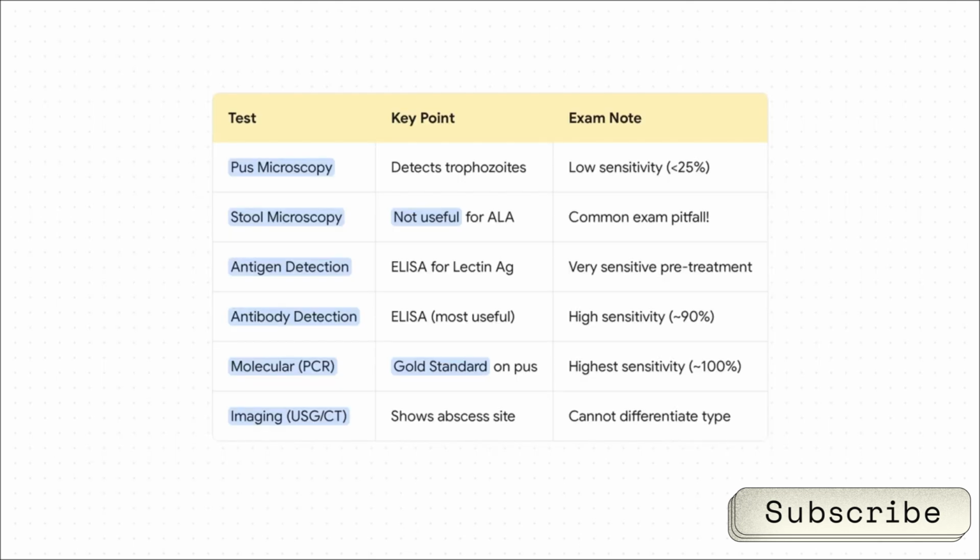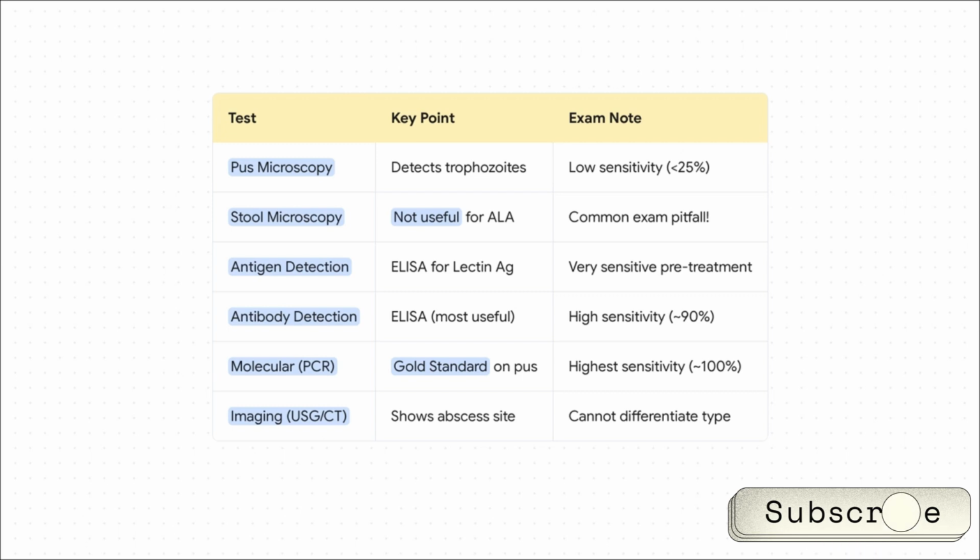Okay, let's break this table down because it's packed with high-yield info. First off, what's the absolute best test, the gold standard? That's going to be PCR on the pus from the abscess. It has nearly 100% sensitivity and specificity. Can't beat it. Now, what if you can't get pus? The most useful blood test, or serology, is antibody detection using ELISA. It's highly sensitive, around 90%.